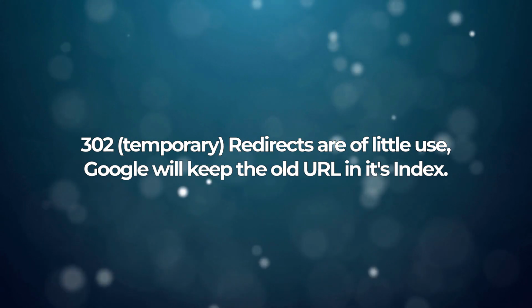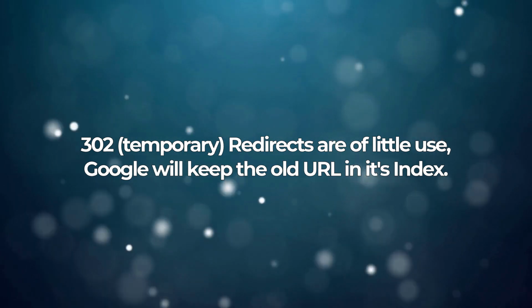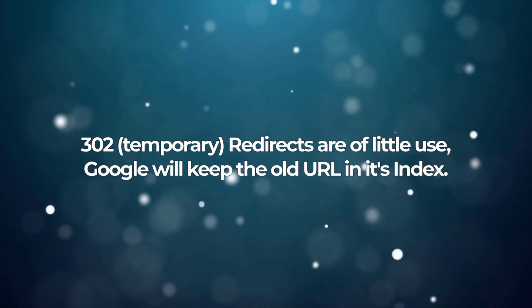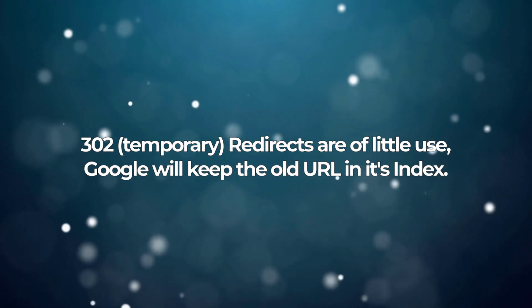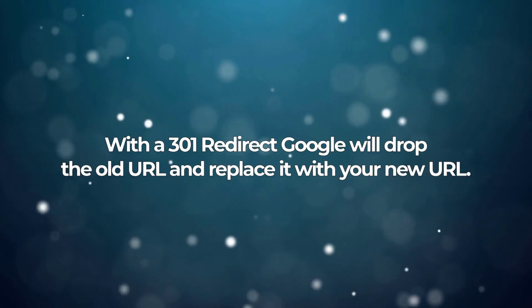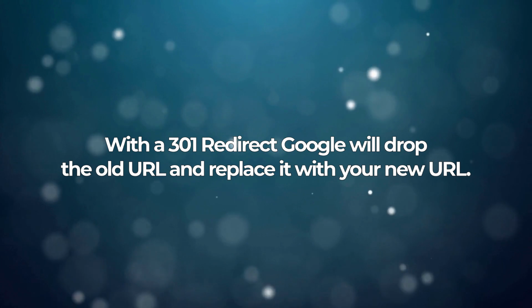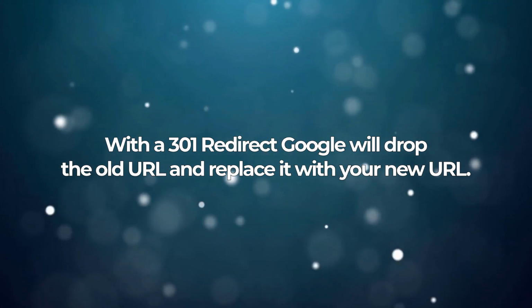If you were to implement a 302 redirect, Google will keep the old URL in its index, as you are telling it that it is a temporary error and the old not found URL will soon be back online. However, if you use a 301 redirect, Google will drop the old URL from its index and replace it with your new URL. Monitoring 404 errors is fairly easy.